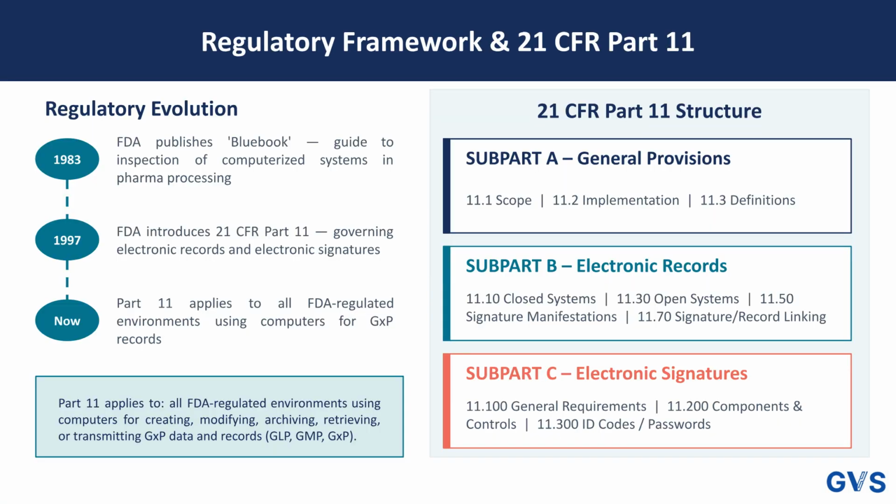The regulatory foundation for CSV begins with the FDA Blue Book, 1983, and crystallized with 21 CFR Part 11, 1997. Part 11 is divided into 3 subparts. Subpart A establishes scope and definitions. Subpart B governs electronic records, requiring validation, audit trails, and integrity controls. Subpart C governs electronic signatures, both biometric and non-biometric. Part 11 applies any time computers are used to create, modify, or transmit GXP records.